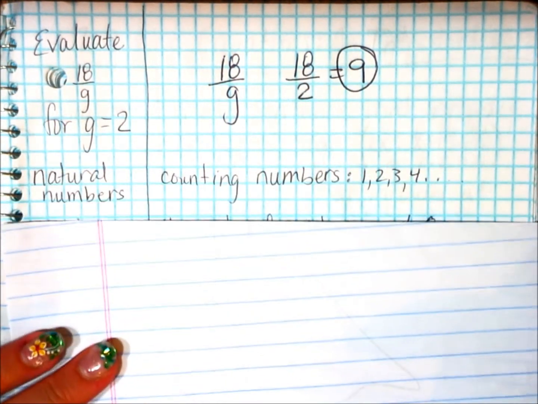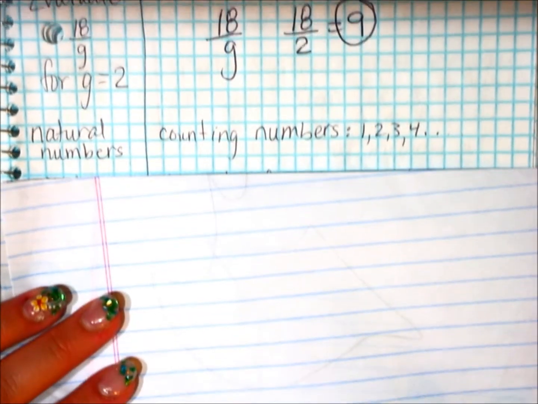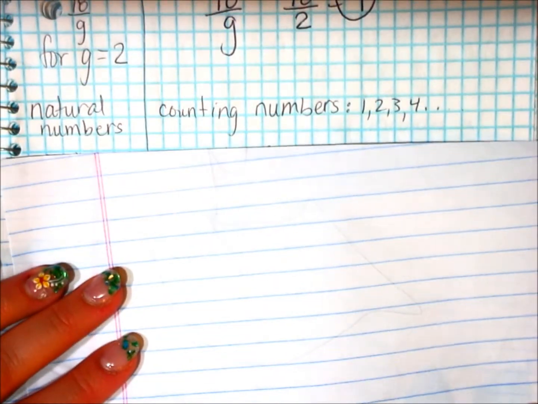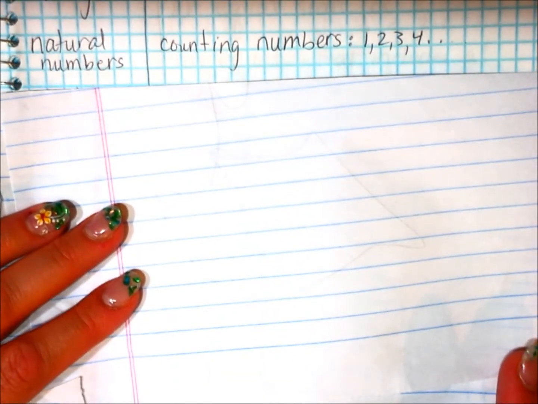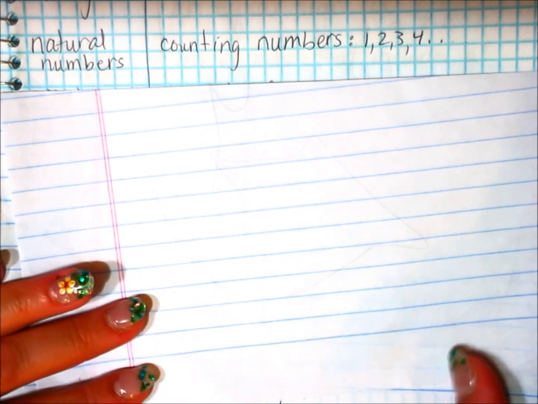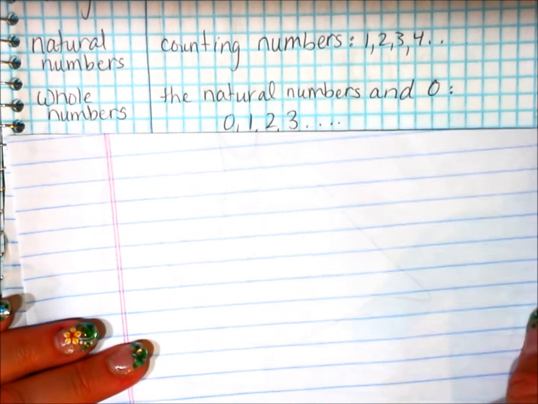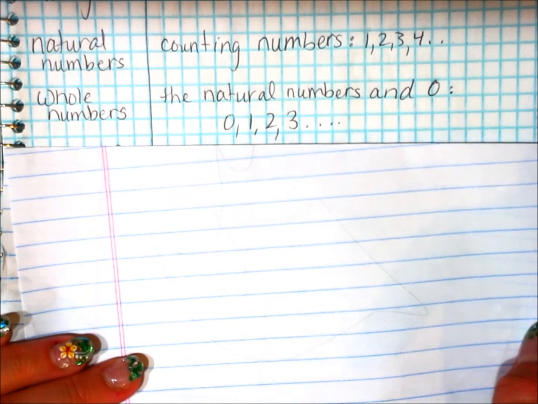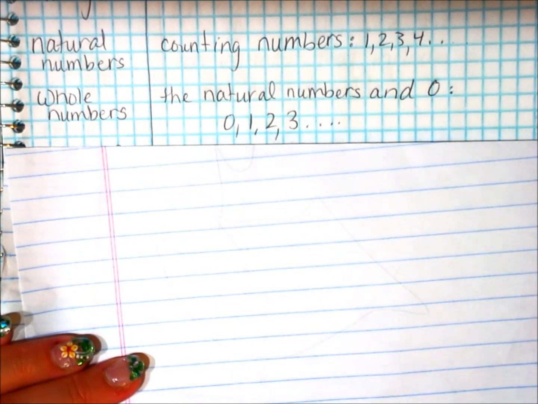All right. So looking at a couple of other definitions, the first one being natural numbers. Natural numbers are your counting ones that kind of come natural to you, 1, 2, 3, 4. Whole numbers are those numbers including the 0. So taking those counting numbers and adding the number 0.